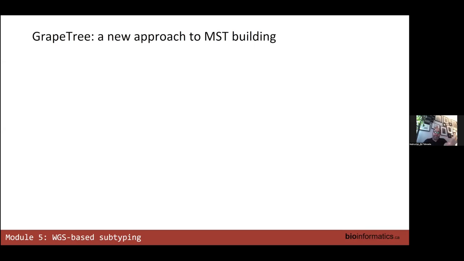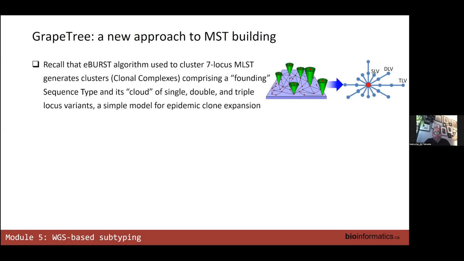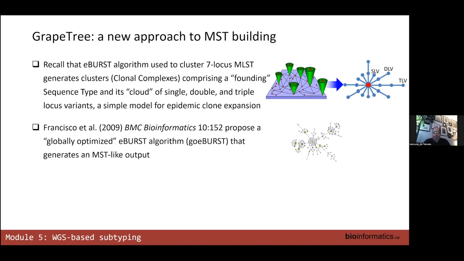But what I really want to talk about is this thing called GrapeTree. So if you recall, BURST was the method that Edfile first developed to cluster MLST data, and our colleagues, the same group that developed Chewbacca, developed this goeBURST algorithm, which is a souped up version of eBURST that took into account the fact that BURST wasn't a complete mathematical solution. So goeBURST was like a globally optimized eBURST algorithm.